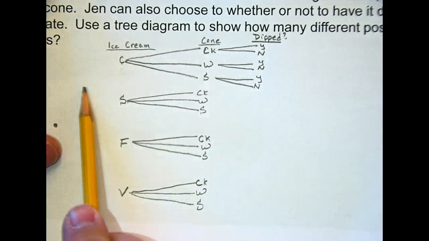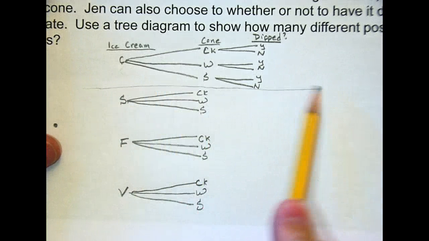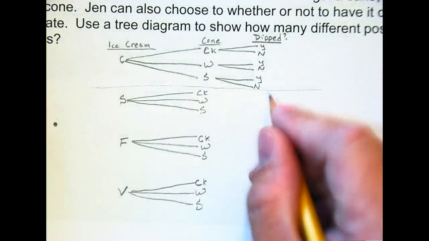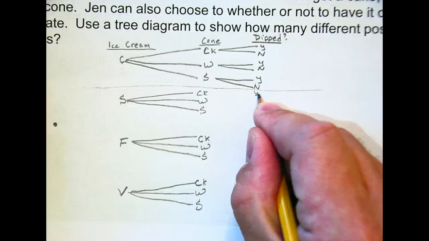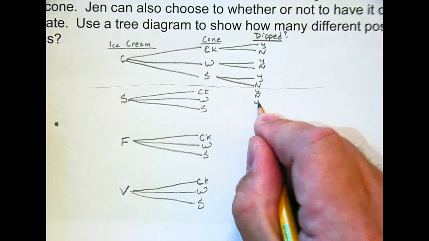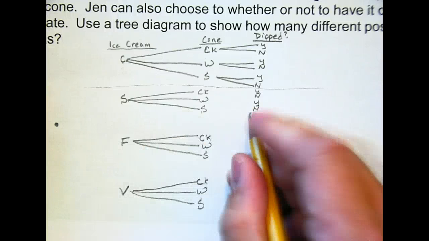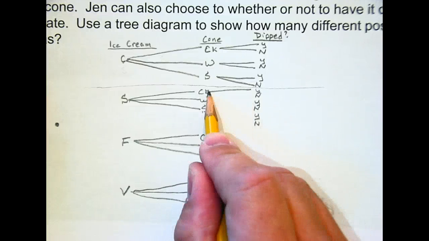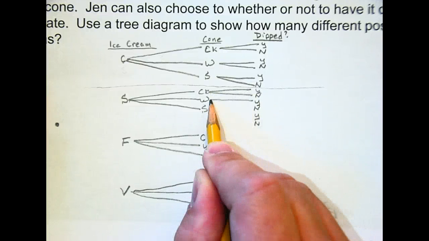So I've got all my chocolate options above that line. So I have strawberry in a cake, dipped or not. Strawberry in a waffle, dipped or not. Strawberry in a sugar, dipped or not. So I've got to do that yes, no thing. It gives me a bunch of branches there.